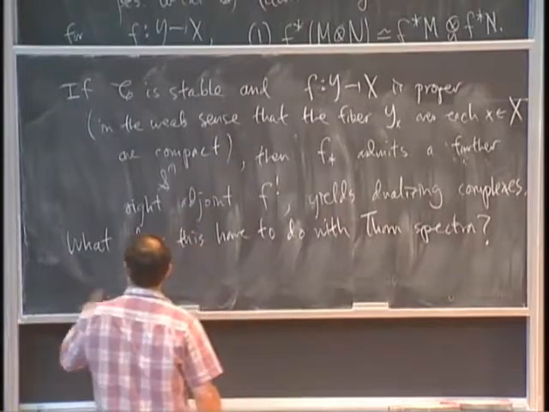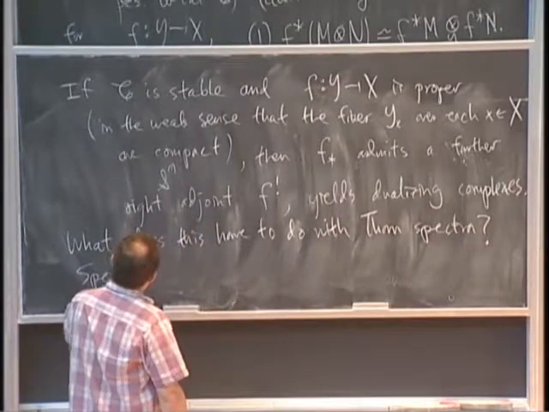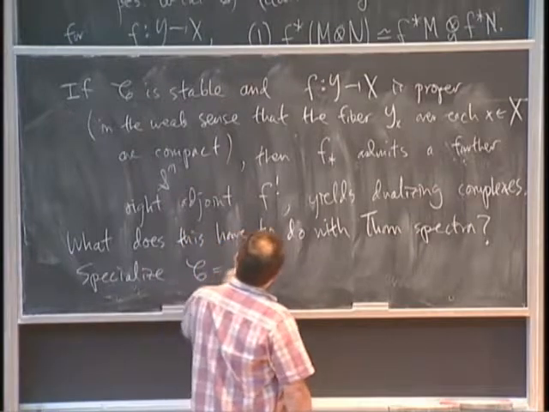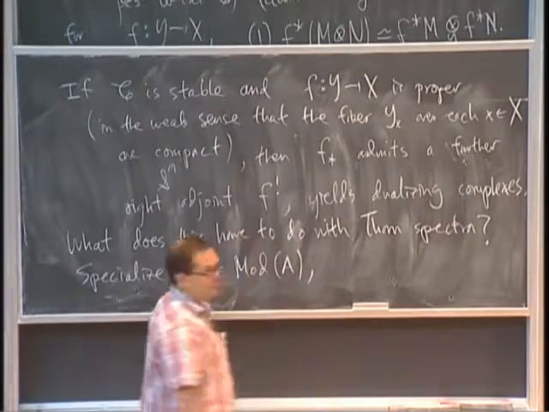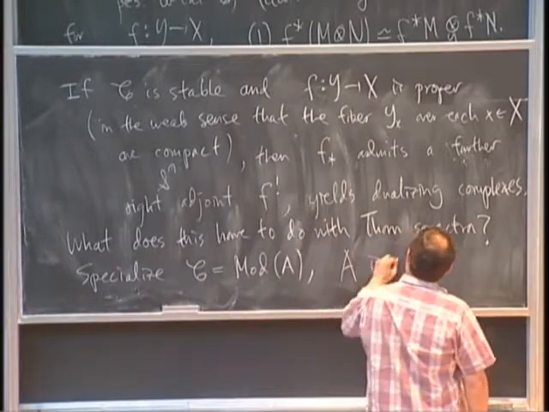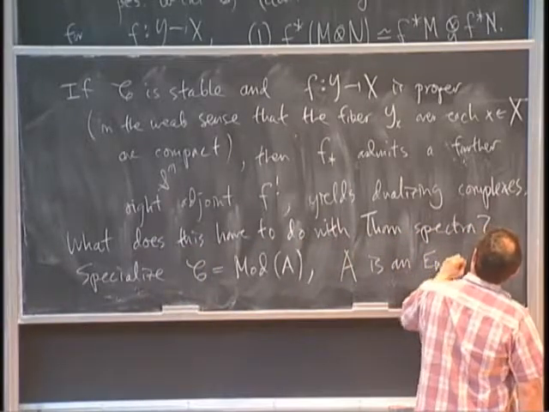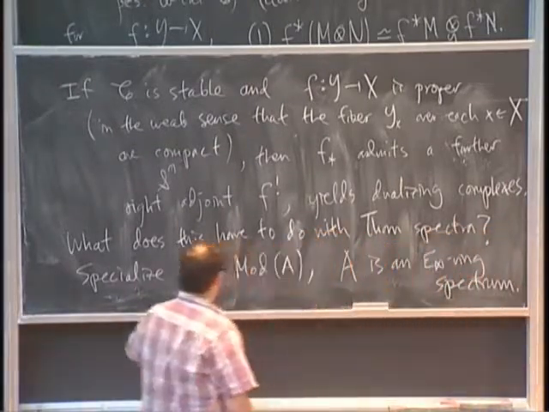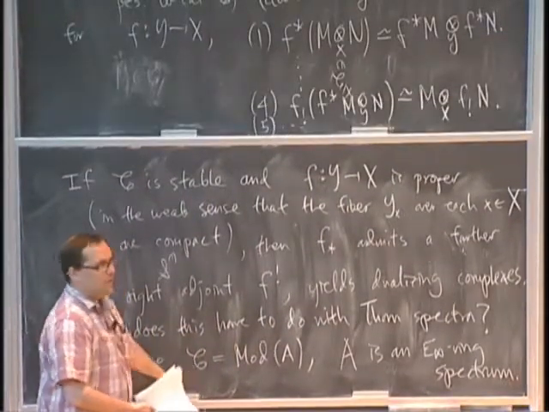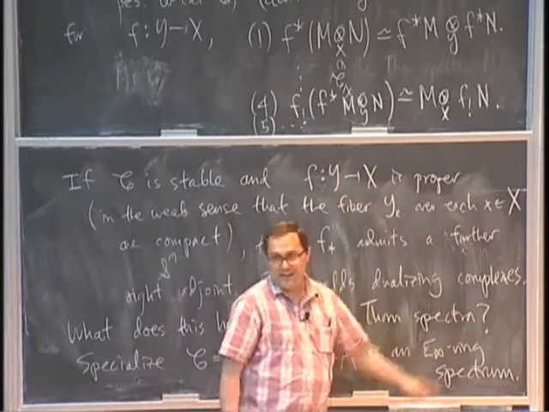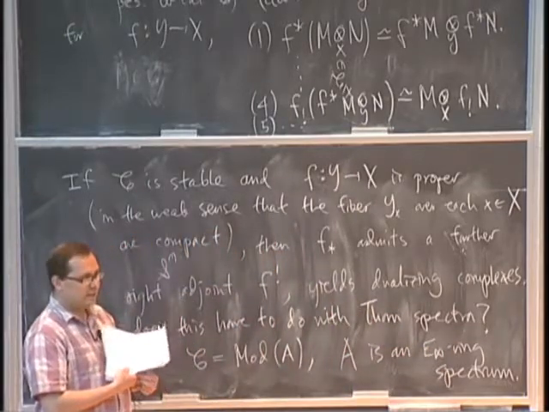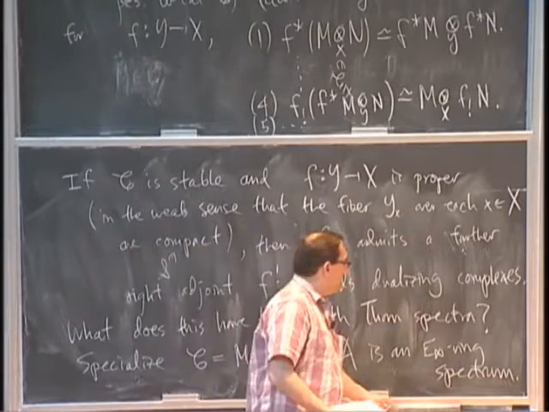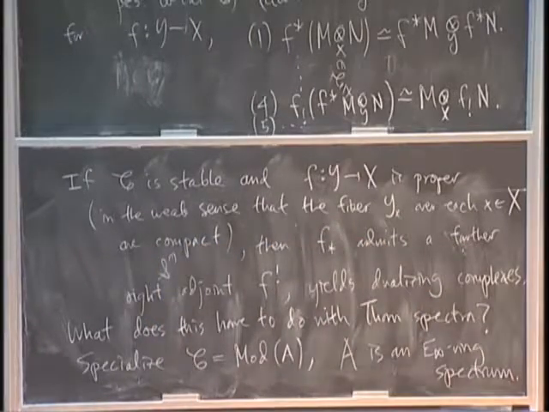Well, I'll specialize. I'm going to specialize C to being modules for A, where A is an E infinity ring spectrum. Actually, for much of what I'm going to say, you really only need E_n. Basically, for everything that I'm going to say, you only need E_n. But for the sake of simplicity, I'll just think of A as being E infinity.